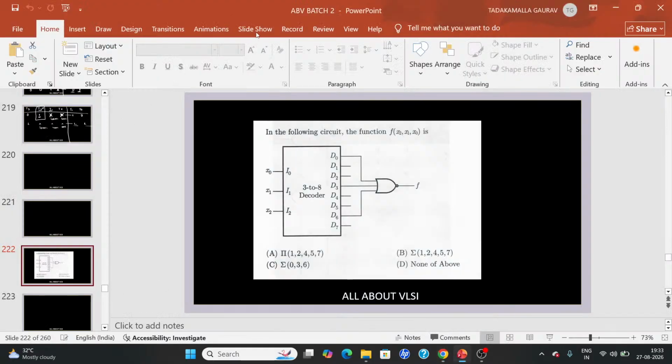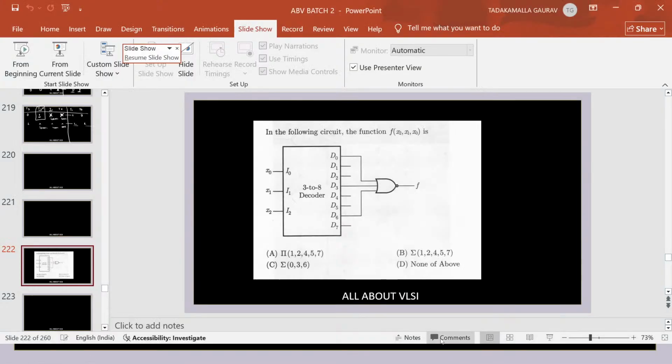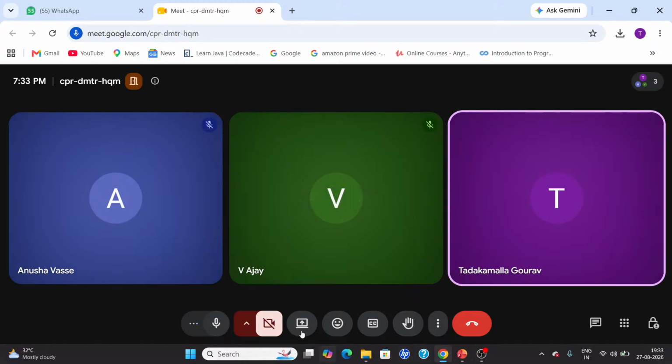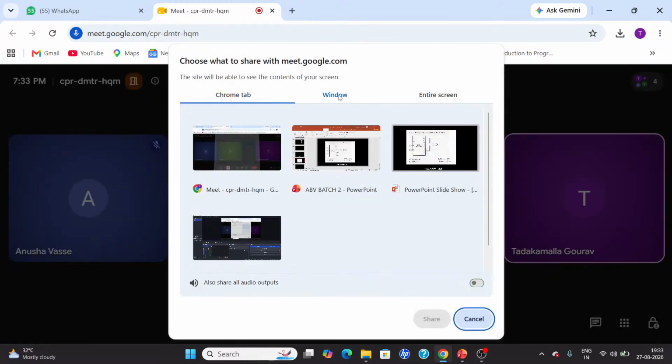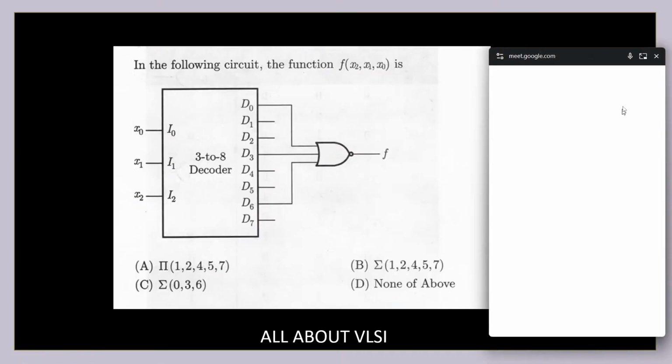Let me also share my screen so that we can see. One second. Yeah, I hope my screen is also visible.